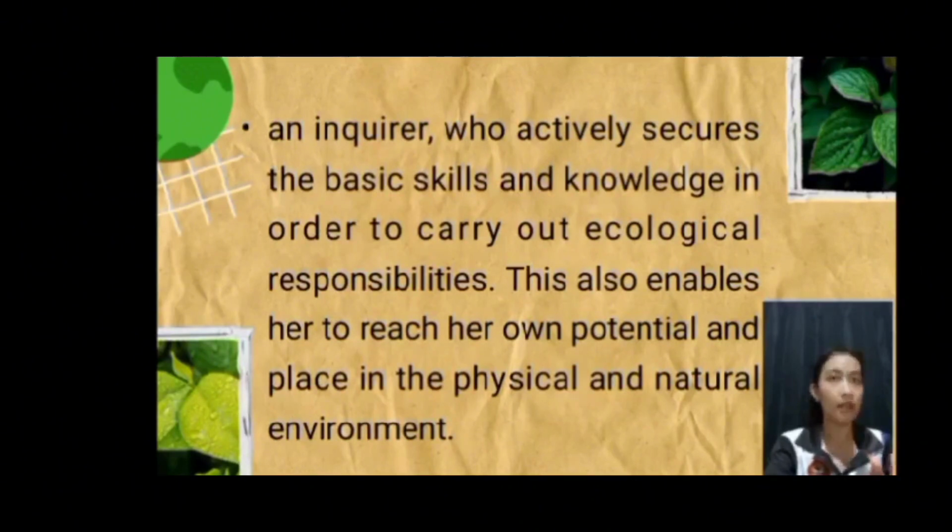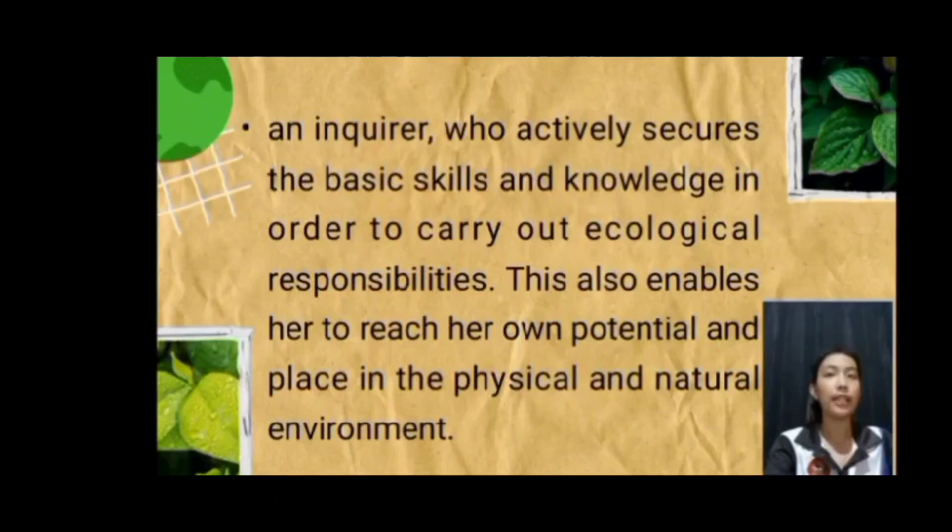In the context of ecological responsibilities, this person actively seeks to understand the intricacies of the environment, ecosystems, and the interdependence of living organisms. By securing basic skills and knowledge, the inquirer equips herself or himself with the tools to make informed decisions regarding environmental conservation and sustainability. This might involve learning about ecological systems, biodiversity, climate change, and the impact of human activities on the environment.